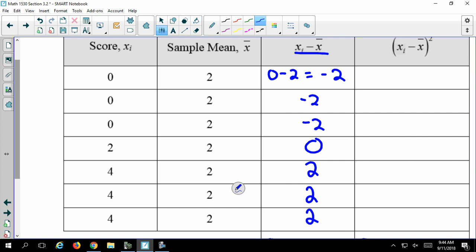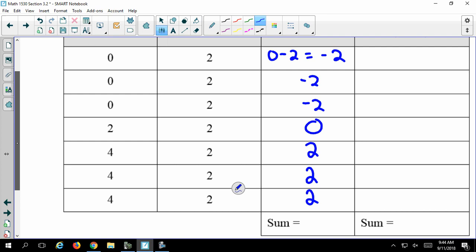Okay, well, what if I just took the average of these? Why use that crazy formula? Why don't I just take the average of these? What happens if you add those up? You get 0, right? You get 6 minus 6.